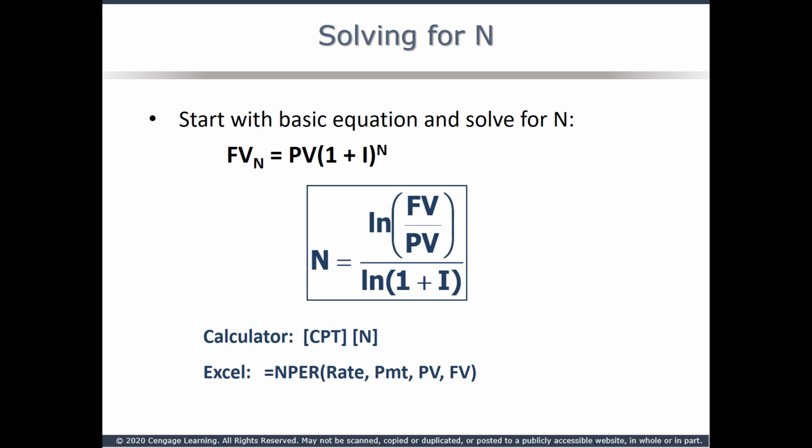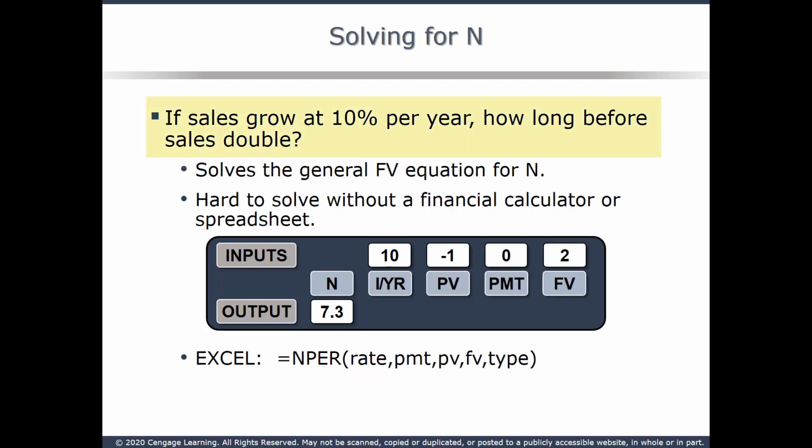Solving for n can follow the same pattern. We can solve the basic FV equation for n, but that gets a bit complicated. We can solve this in the TI using the LN key, but using the TVM keys is much easier. If sales grow at 10% a year, how long before sales double? IY is 10. Present value is -1, payment is 0, future value is 2, compute n.